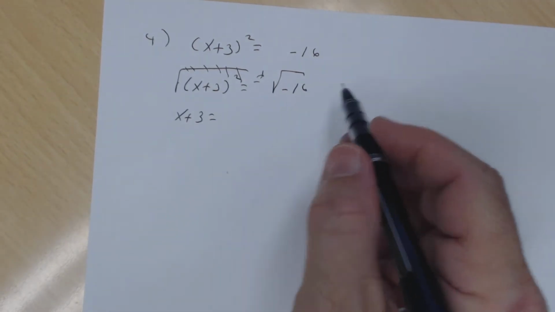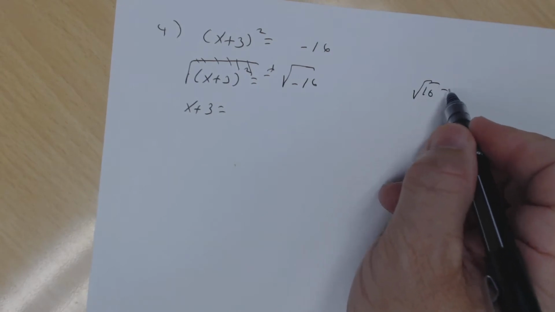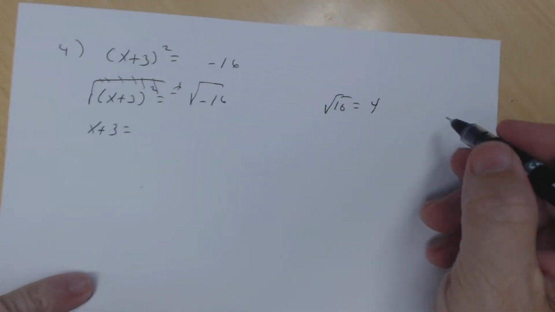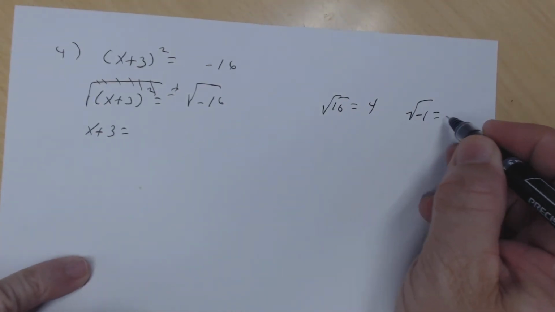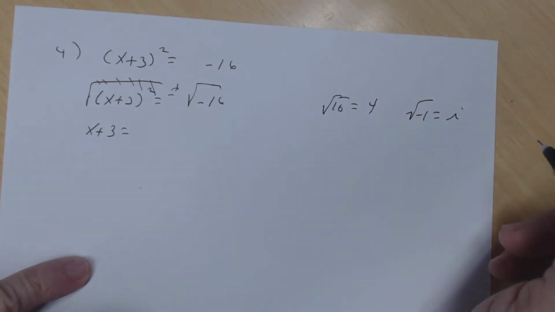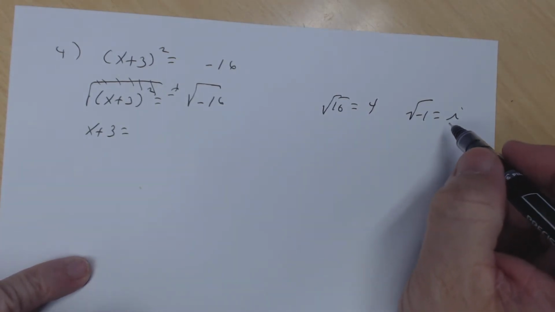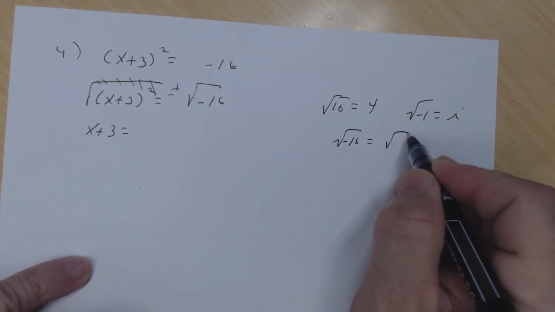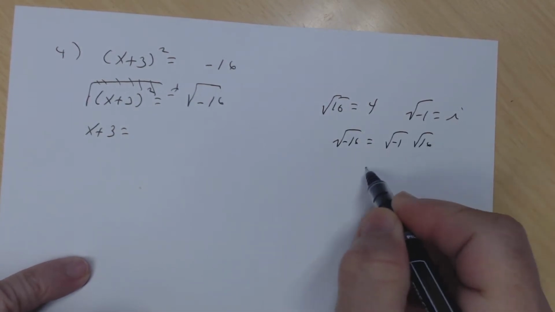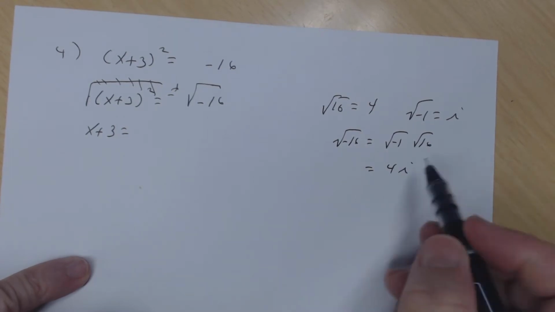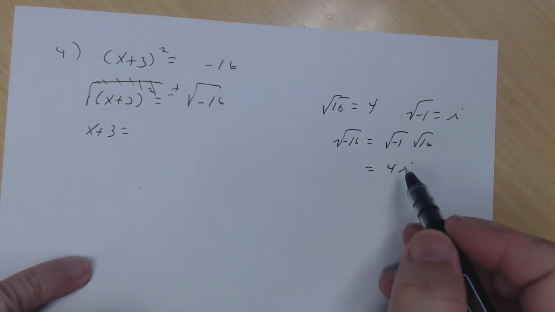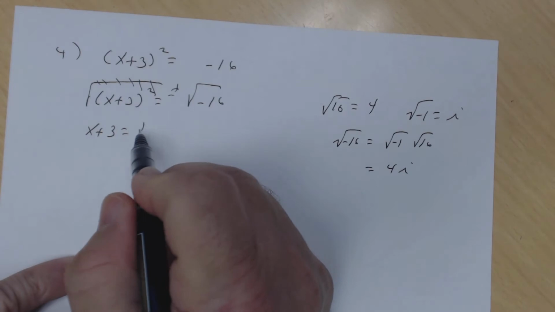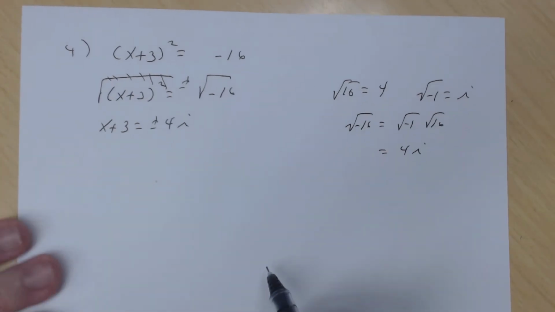Now remember, we know the square root of 16 is 4. We also know that the square root of negative 1 is i. I remember that in a previous lesson. So the square root of negative 16 then is the square root of negative 1 times the square root of 16, so that's just 4i. Square root of 16 is 4, square root of negative 1 is i. So this becomes plus or minus 4i.